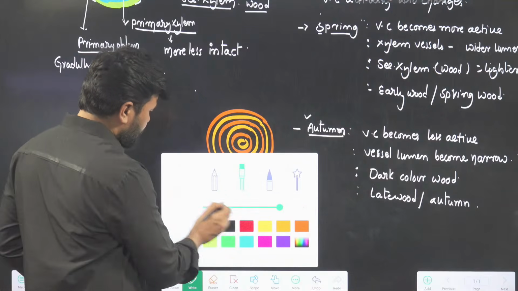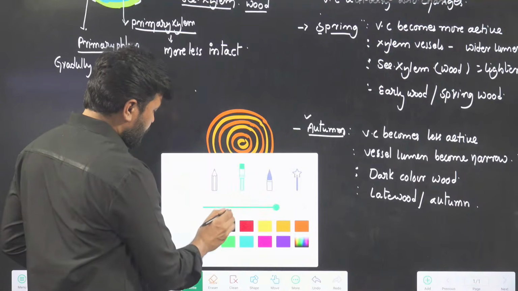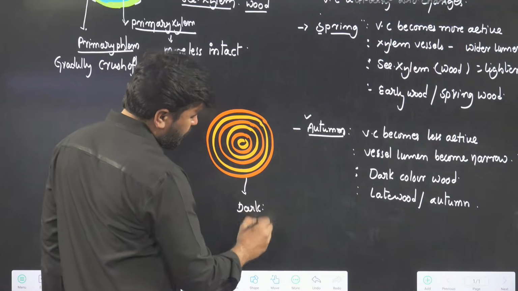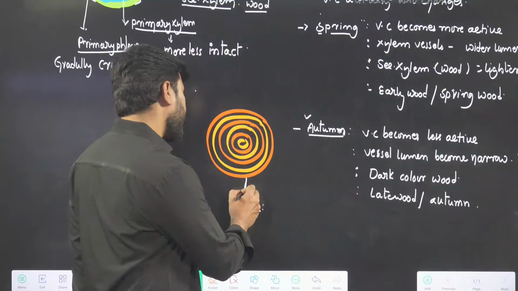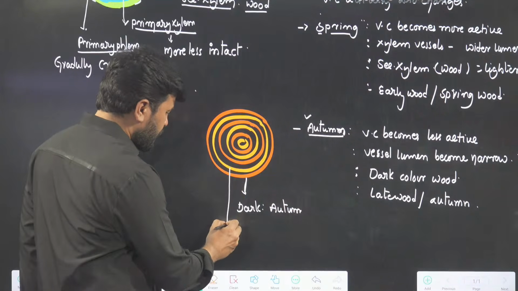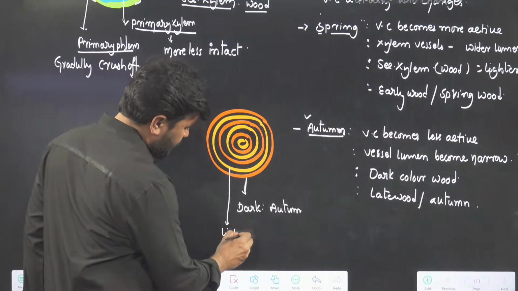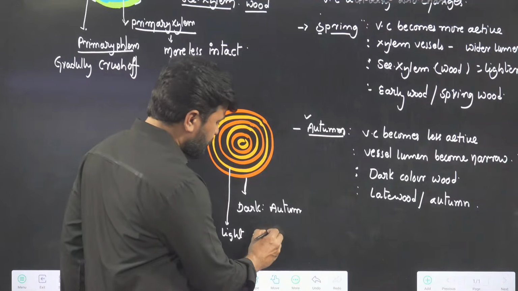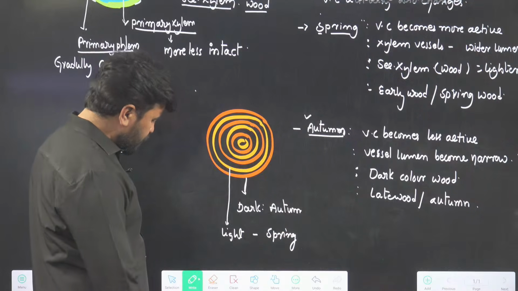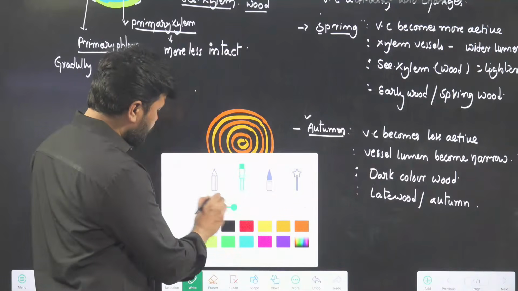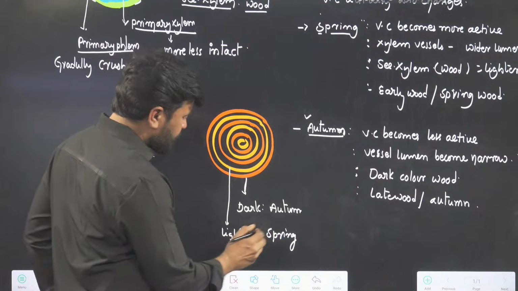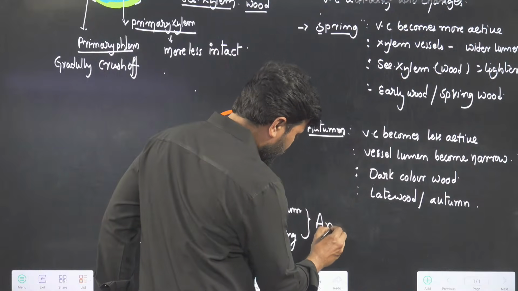You can see there what I have written. The outermost is the dark color band. The dark color band indicates autumn wood. This is the light color band. The light color band indicates spring wood. A band of spring wood and a band of autumn wood collectively are known as annual ring.